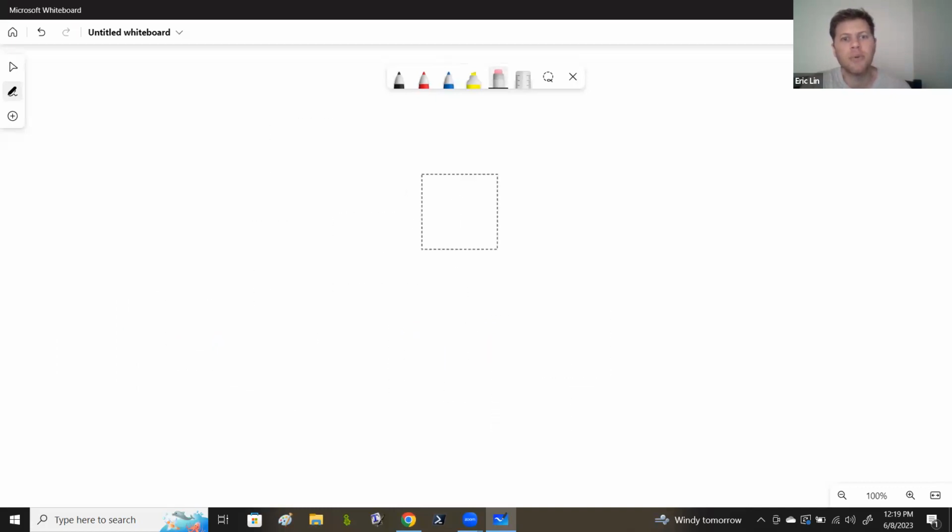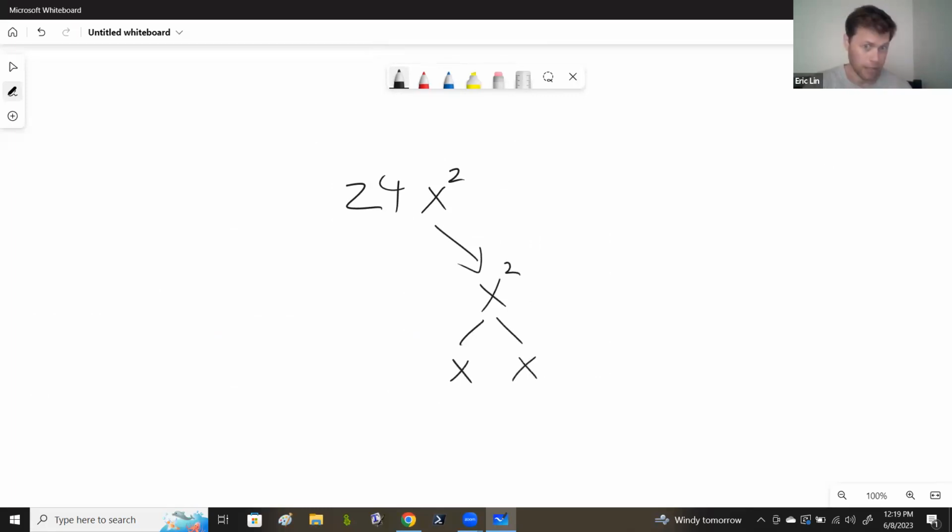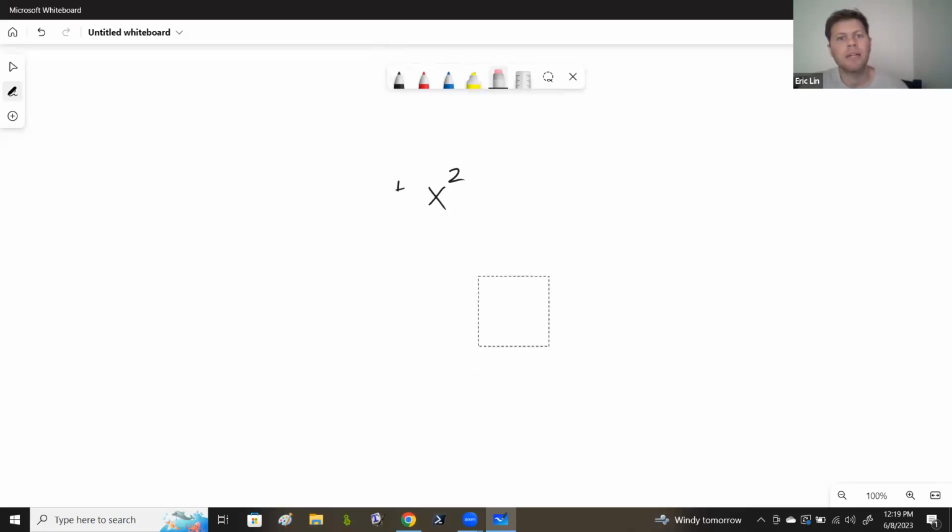To go into a little bit more detail, you may have already guessed that if I instead have x squared, I take my x squared, and that can be factored down into x and x. Great. And then the last one is if we were to have something like this.